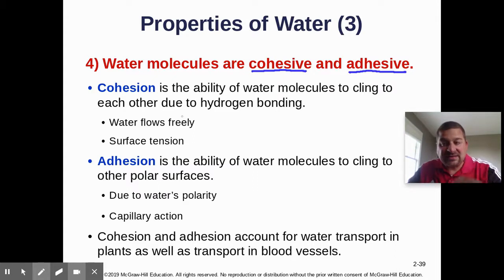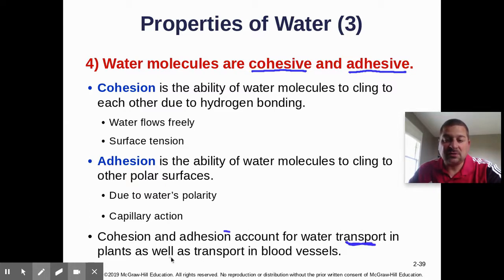It can do that because it has little hairs on its legs that give it more surface area, so it doesn't break that surface tension. Adhesion is when it sticks to other things. Due to the water's polarity, it can stick to other substances. This gives us capillary action. This helps draw water into roots and up through the plant. And so we use this a lot.